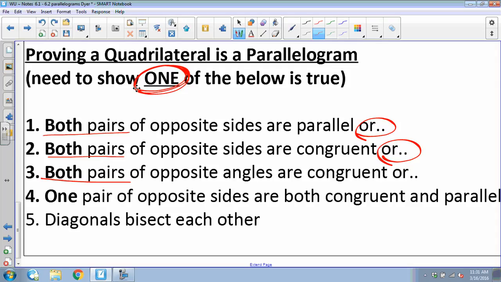If one pair of opposite sides are both congruent and parallel, then it's a parallelogram. For example, if they show you this, and we know this is parallel to this, and it's congruent, that's enough information to prove that it's a parallelogram. So if they only give you information about one pair of opposite sides, they have to be both parallel and congruent to be enough information. Yes, because this is what you need to be able to prove that it's a parallelogram.